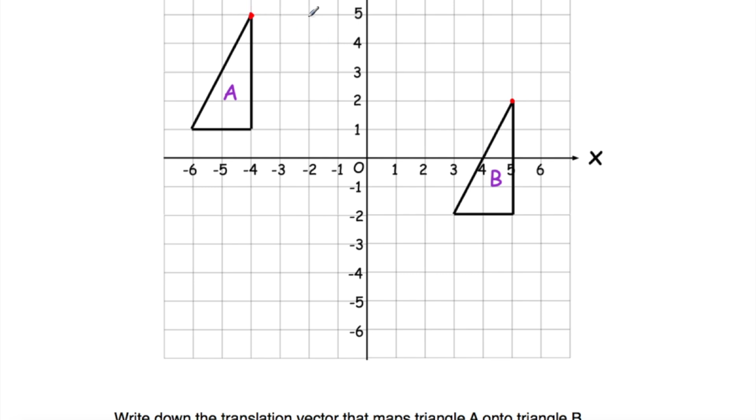So I would go 1, 2, 3, 4, 5, 6, 7, 8, 9 to the right. I'm going to check that. 1, 2, 3, 4, 5, 6, 7, 8, 9 to the right. So 9 right. I'm just going to write that down.